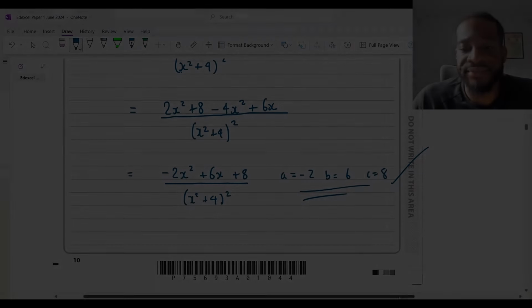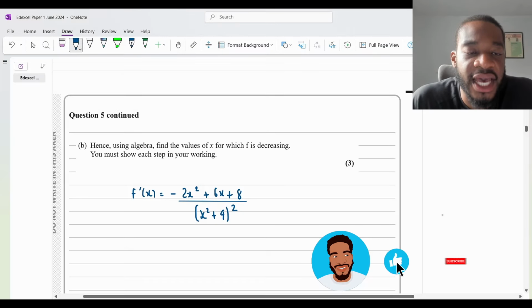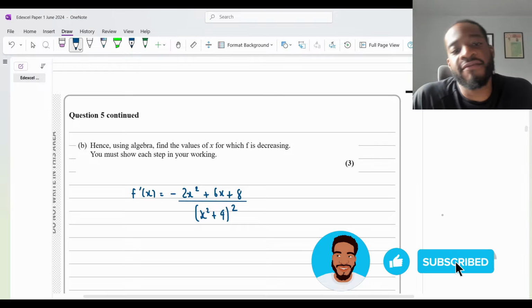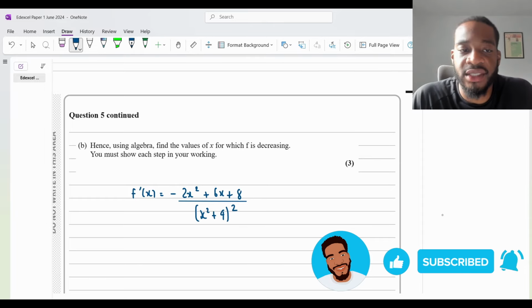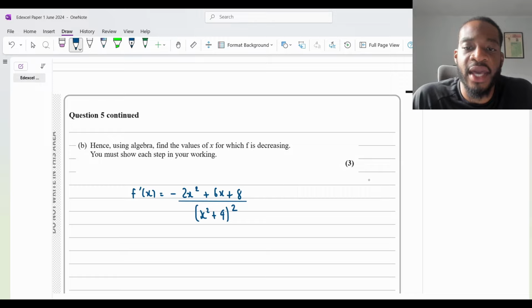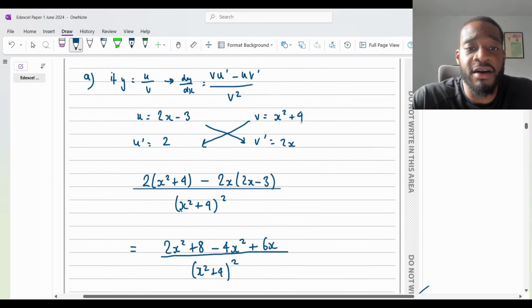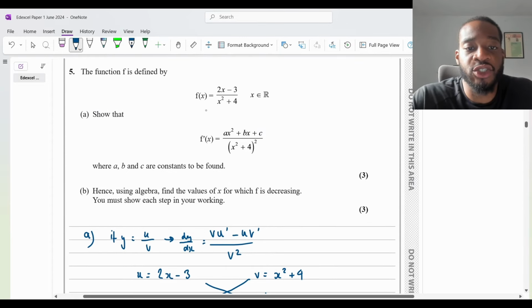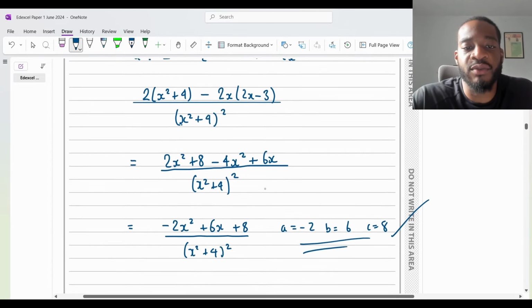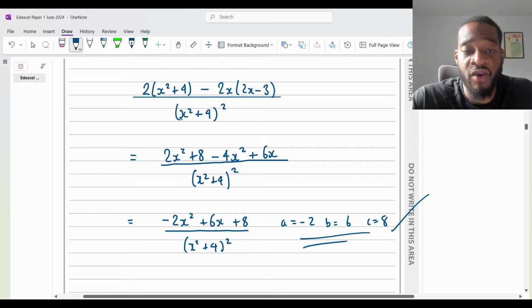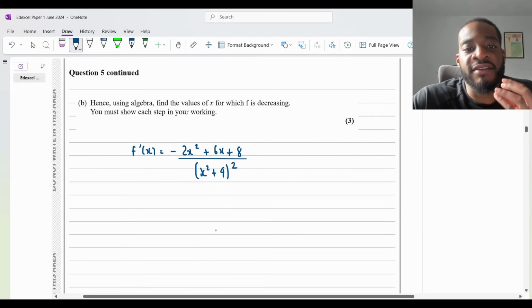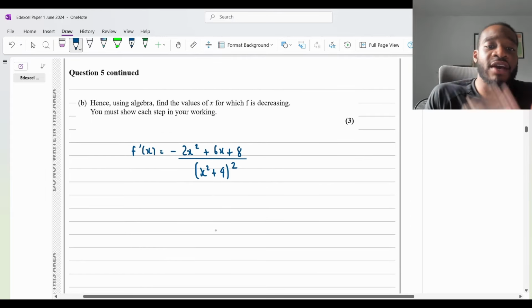Simple as that. Okay, so part B says, hence, using algebra, find the values of x for which f is decreasing. You must show each step in your work, and this is 3 marks. Remember what we did in part A. We have figured out what the derivative is. It says show that f dash of x is equal to that, and then obviously we got this expression here, right? This is the derivative. They've said find the values of x for which f is decreasing.